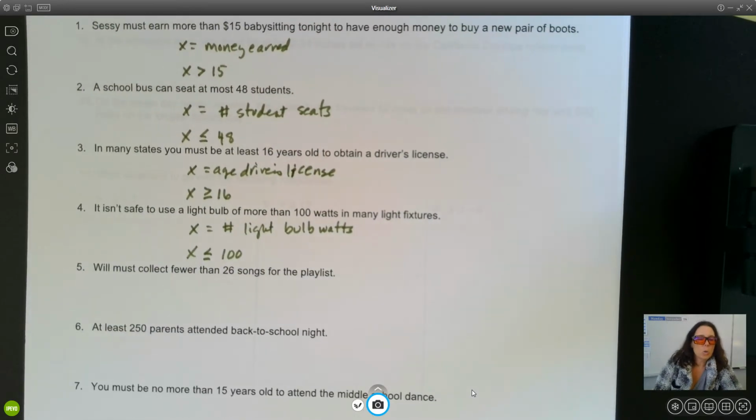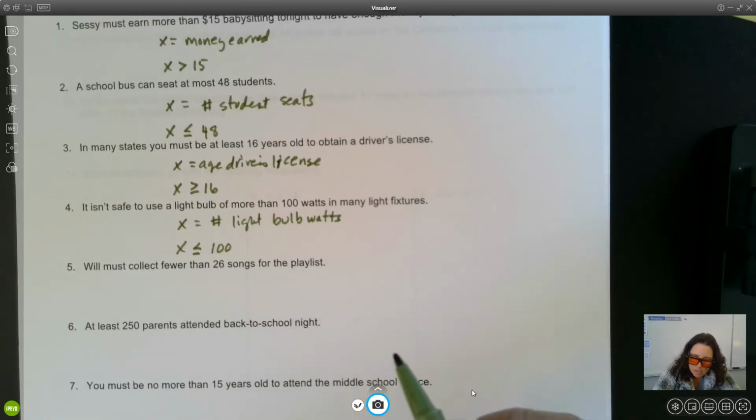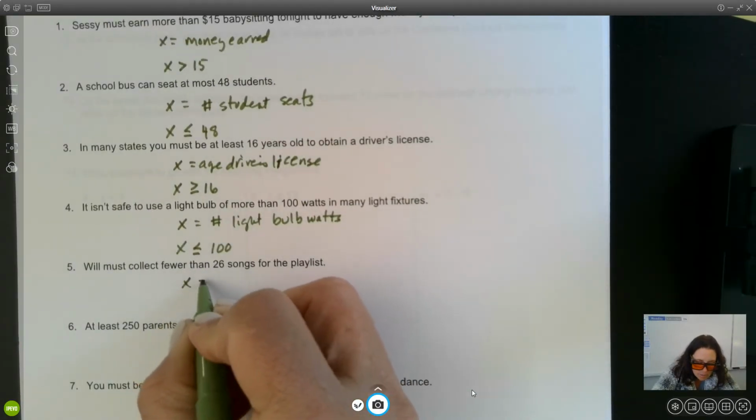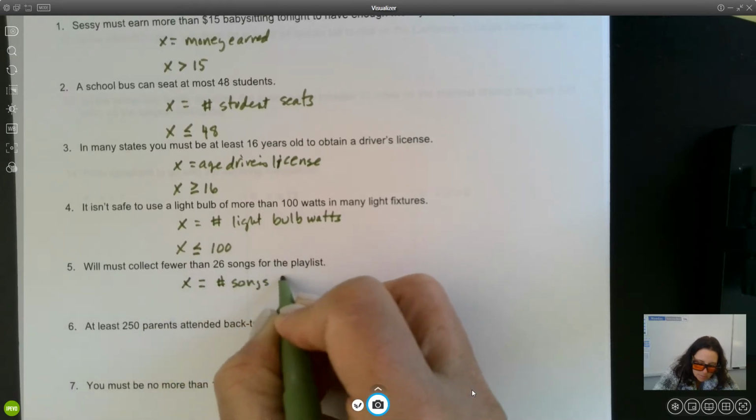Will must collect fewer than 26 songs for the playlist. At any point, feel free to pause me and try some of these. Will must collect fewer than 26 songs for the playlist. So X equals number of songs for playlist.